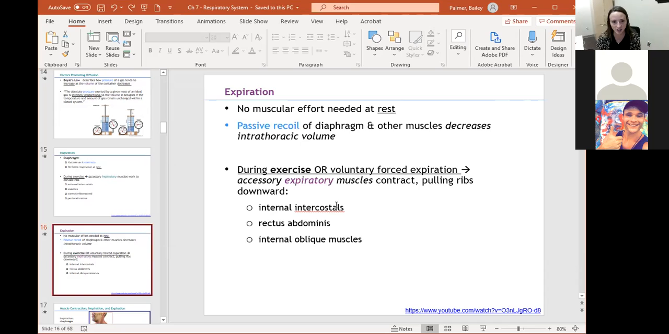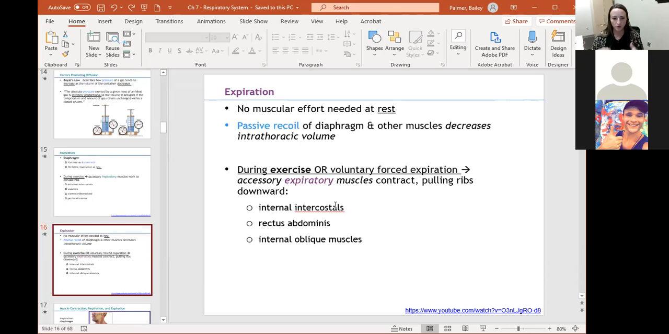These are going to be internal. We have internal intercostals, the muscles in between the ribs, so they're going to force the ribs downward. Then internal oblique muscles also originate downward at an angle and pull the abdominals down. And then rectus abdominis, your large six-pack muscles, is also going to pull your rib cage down.